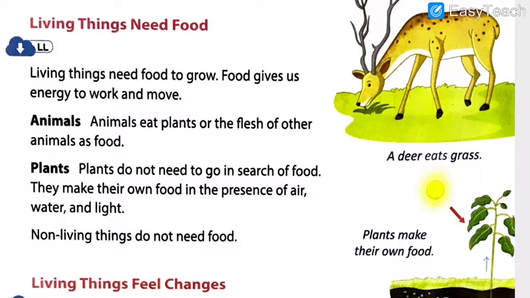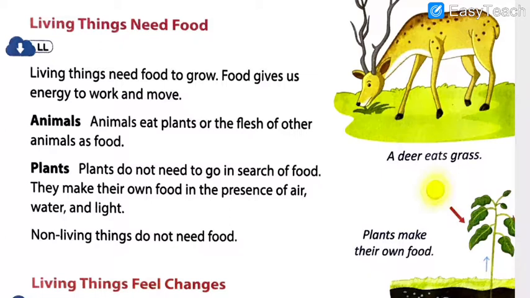Coming on to plants. Plants do not need to go in search of food. They make their own food in the presence of air and water and light. So plants make their own food. Just imagine, plants can make their own food in the presence of air, water and sunlight.